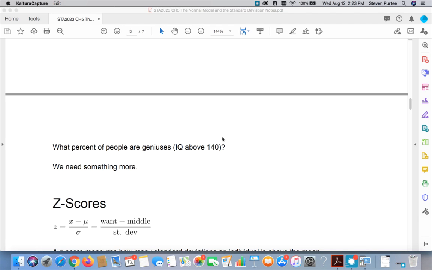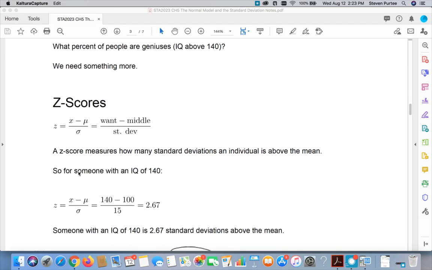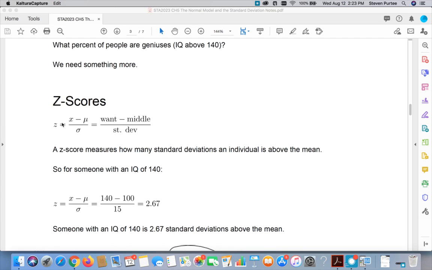In fact, we never have to use the empirical rule. This method really always works, and these are z-scores. So the first thing we want to do is define z-scores. A z-score, this is the formula we're using in this chapter: X minus mu over sigma. I don't want you to memorize that. I want you to memorize this. A z-score is the one you want minus the one in the middle of your distribution divided by whatever standard deviation you're using right now.